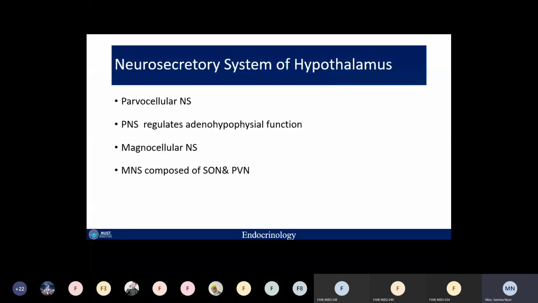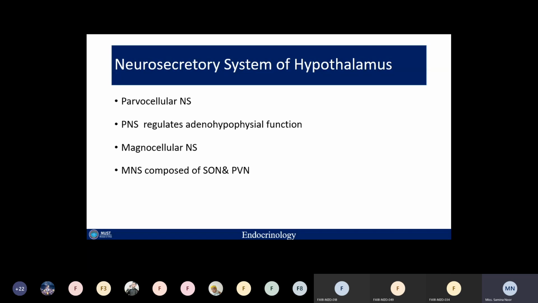So parvocellular neurosecretory cells, which secrete neurohormones, go and incorporate into the anterior half of the pituitary gland. So they regulate adenohypophysial function, or the function of the anterior part of the pituitary. Such as the lateral nuclei, the dorsomedial nuclei, the arcuate nuclei, or the ventromedial nuclei. Such kind of nuclei are actually a part of the parvocellular neurosecretory system.